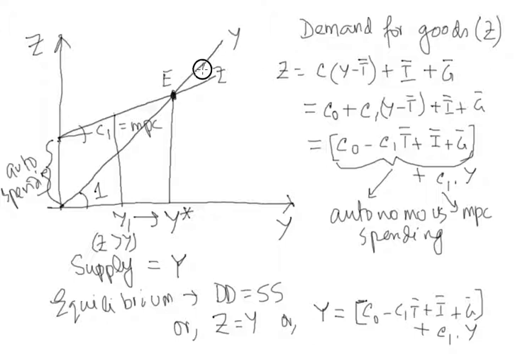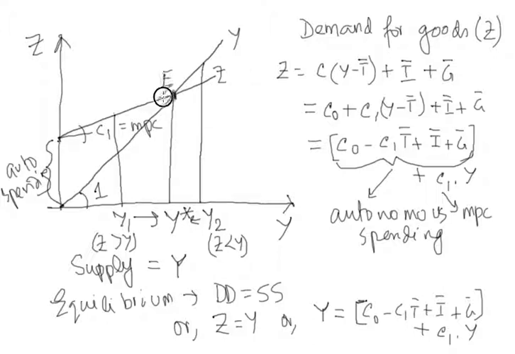Similarly, if output is Y2, that means at this level of output, production exceeds demand. So at this level of output, Z is less than Y. The firms end up with more and more inventories, and therefore they will cut back their production and the economy will move towards Y star.